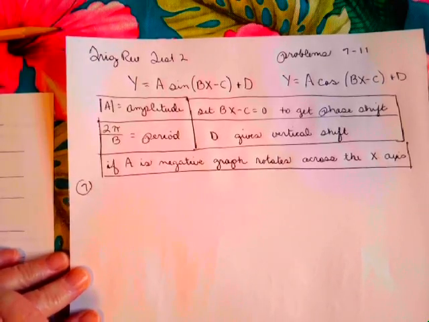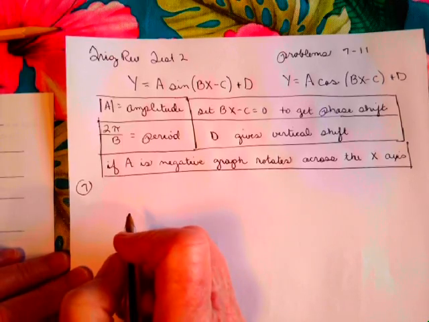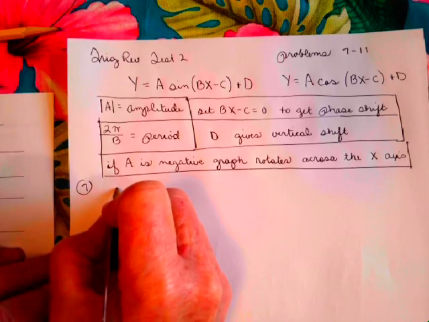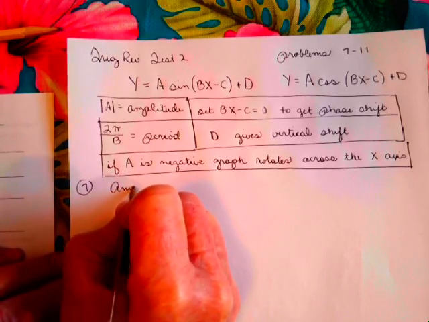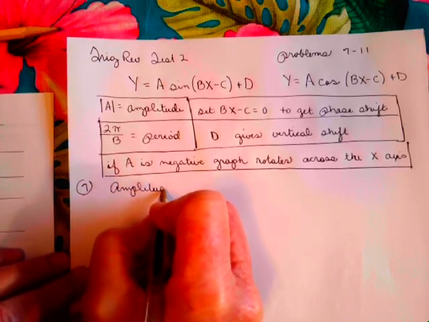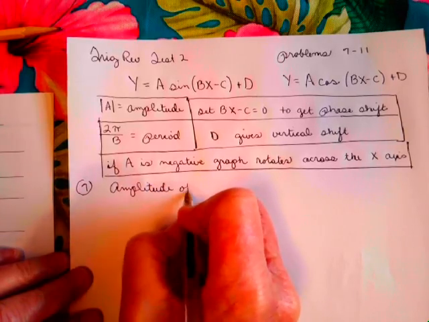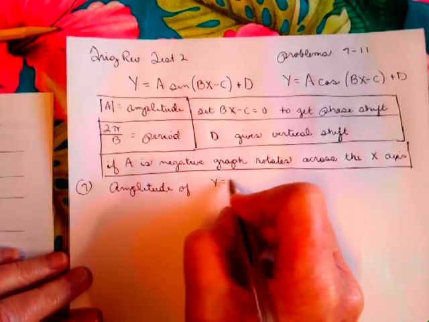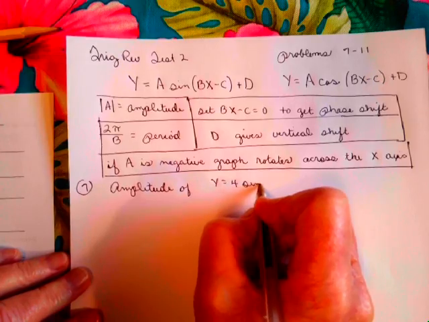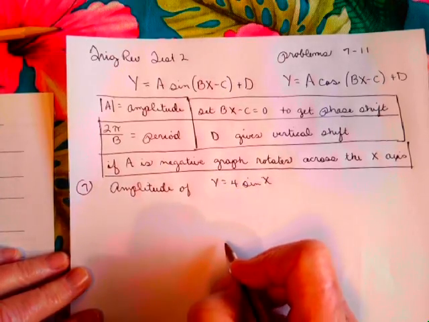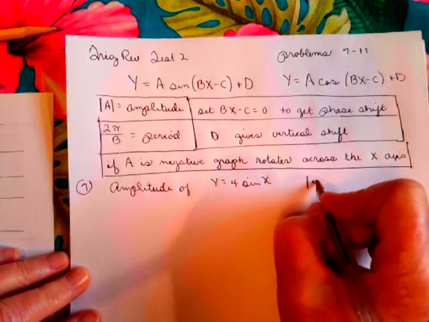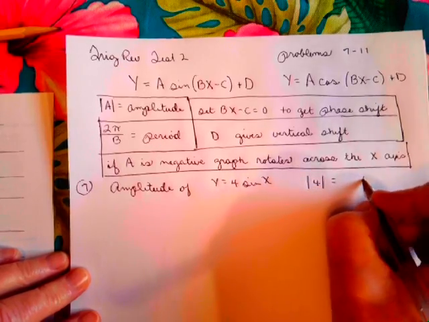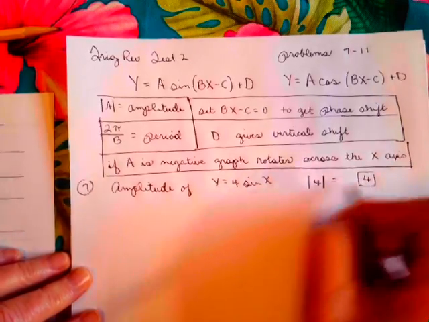Problem 7. Determine the amplitude or period as requested. I want to find the amplitude of y equals 4 sine of x. The absolute value of 4 is 4. Final answer.